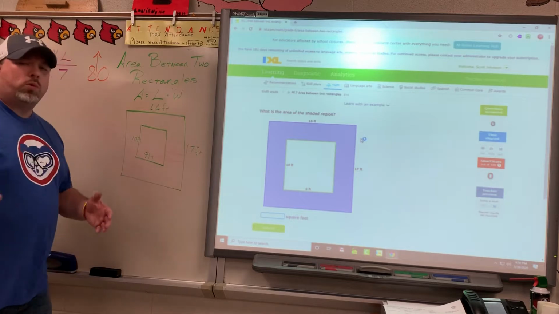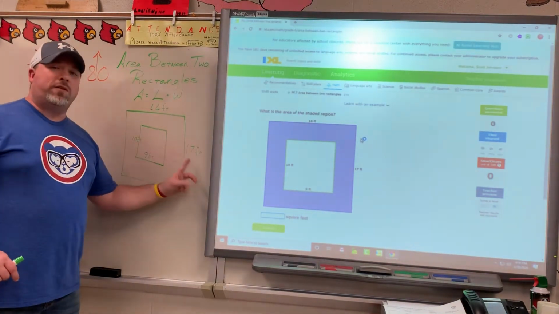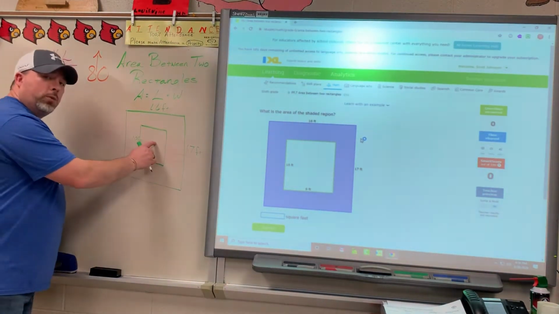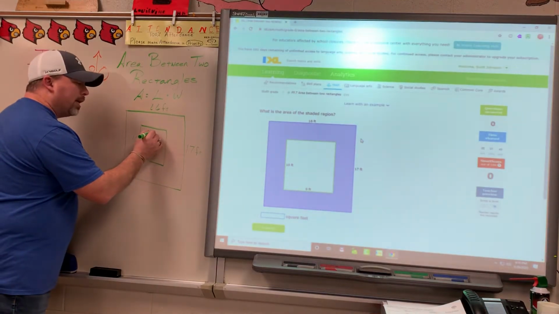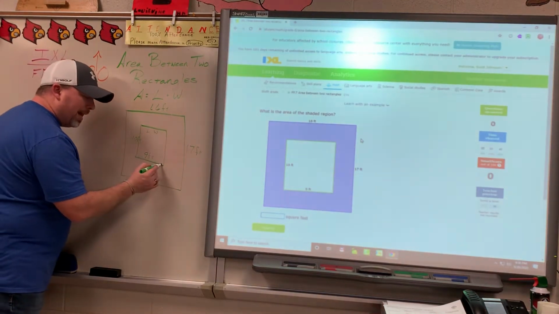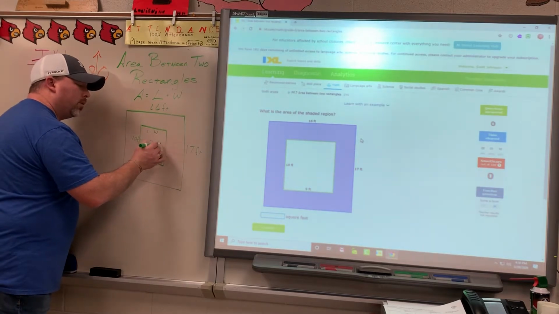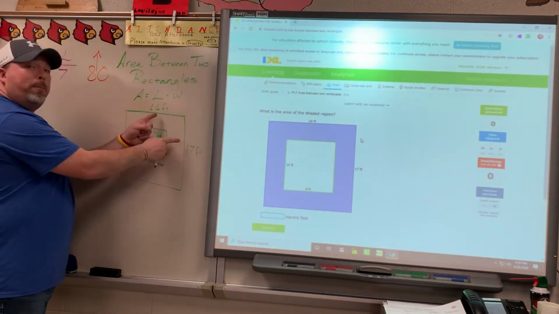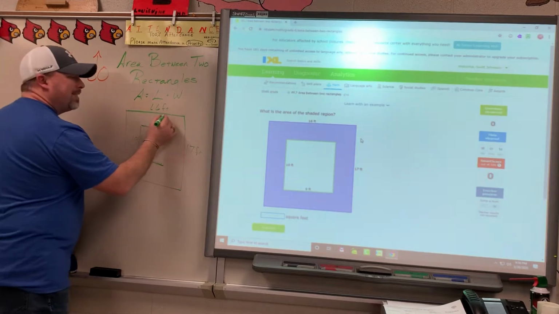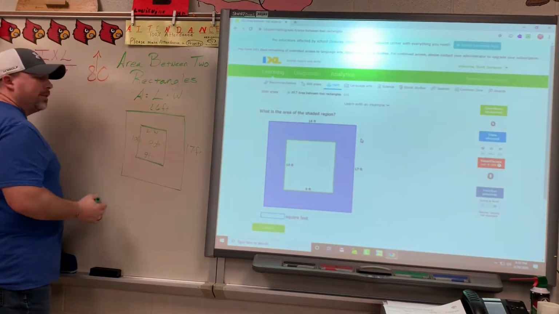So the first thing you want to do is just find the individual rectangles. Let's do the little one first. Length times width. Well, 9 times 10. That makes 90. Cool. Now let's find the big one. We have 16 times 17.